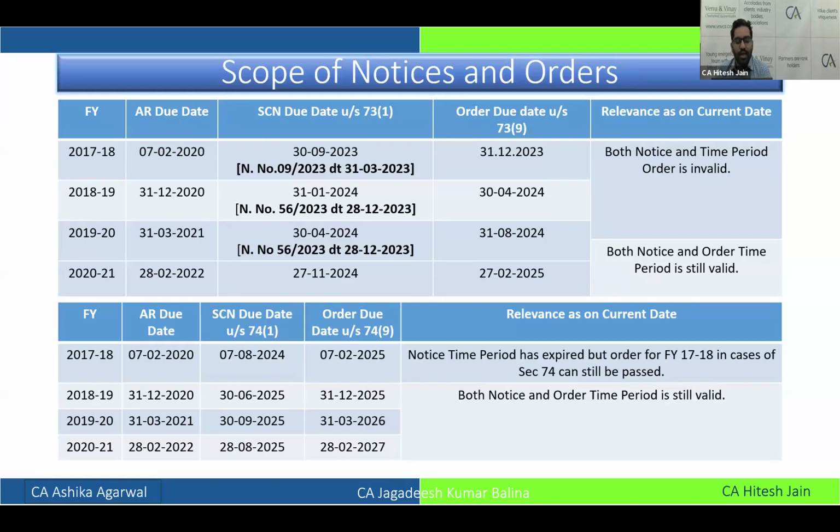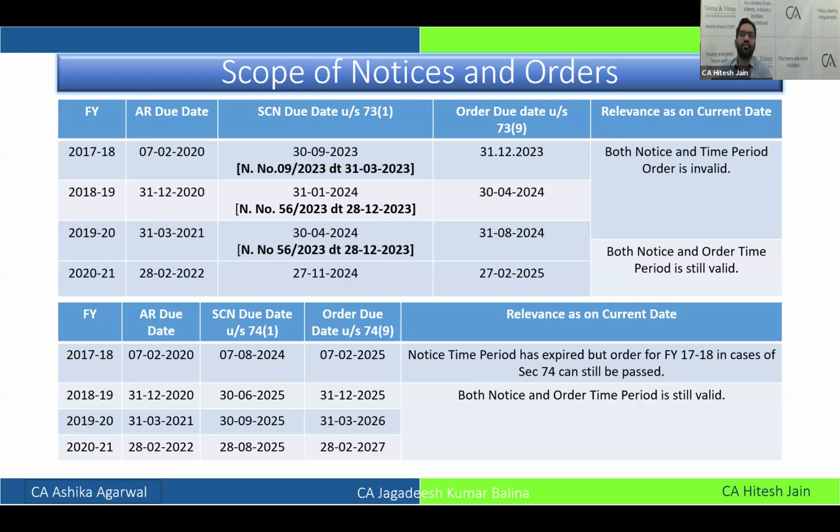As evident from the table, in case of section 73, we can see that for the first 3 financial years, be it notice under 73 or be it order under 73, the timeline has already expired. But for financial year 2021, even if the case pertains to section 73, which is a non-fraud case, there is still some bracket at the department's end to issue a notice, the timeline for which is 27th November 2024, and the order needs to be passed within 3 months of issuance of notice as per the law. Therefore, the due date of such order becomes 27 February 2025.